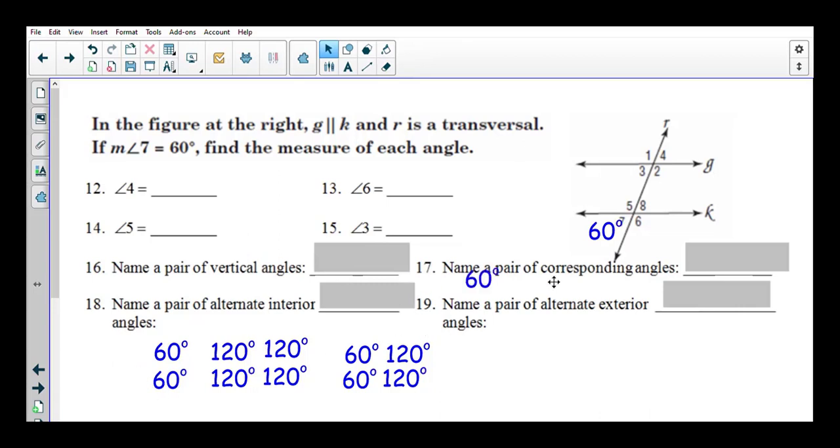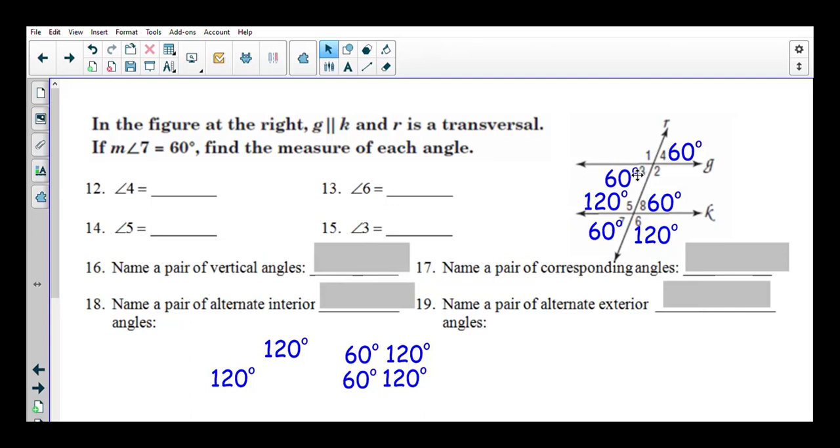Since 7 is 60, 8 is also 60. They're vertical angles. To find 5 and 6, take 180 minus 60, which is 120 degrees. And then again, we just need to figure out one of these from up above. So I would use corresponding angles. 8 is in the top right-hand corner, so is 4. So they're both 60 degrees. Once you have that guy, that means angle 3 is 60 degrees, and angles 1 and 2 are going to be 120.